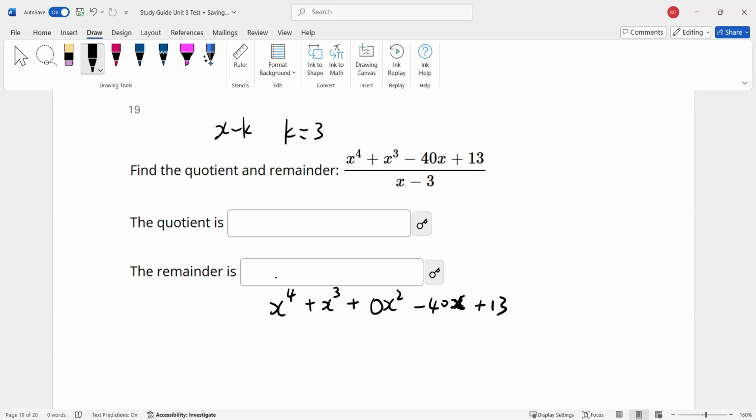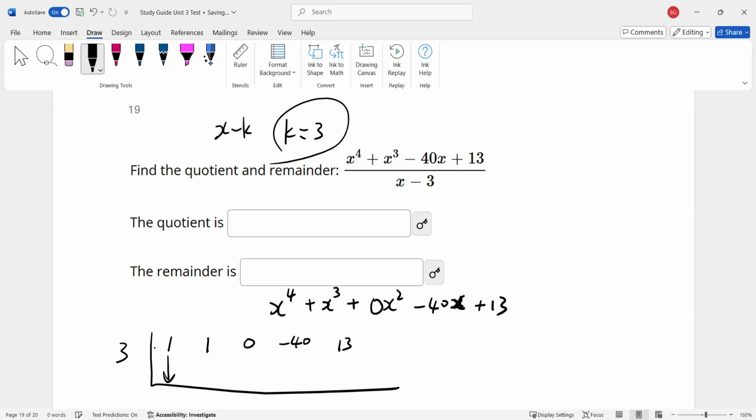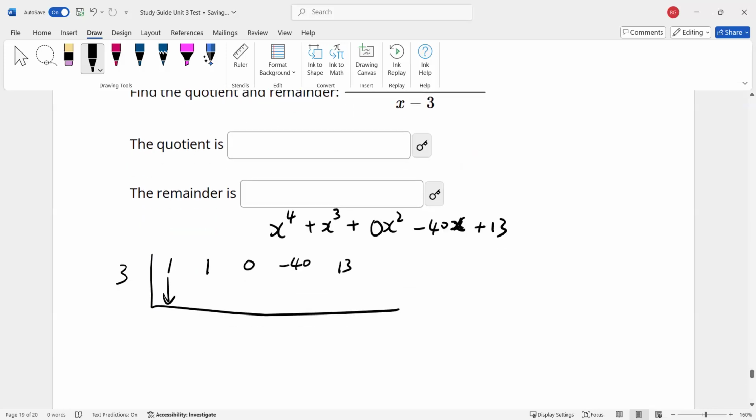So 4, 3, 2, 1, 0. Okay. And we are going to take their coefficients: 1, 1, 0, negative 40, 13. Double check, always double check. 1, 1, 0, negative 40, 13. And the k is 3. So put a 3 here. And let's do our synthetic method.